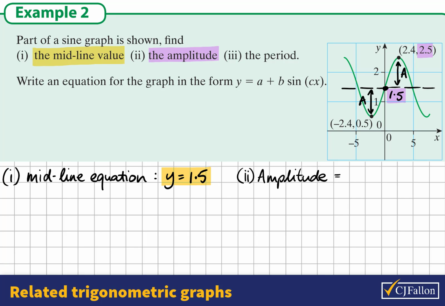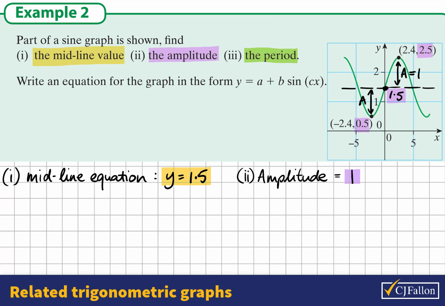The jump between 1.5 and 2.5 is a jump of 1. We can see that the same jump, and because of symmetry this will always be true, is true between the minimum and the midline value, between 0.5 and 1.5. So the amplitude of this wave is 1.